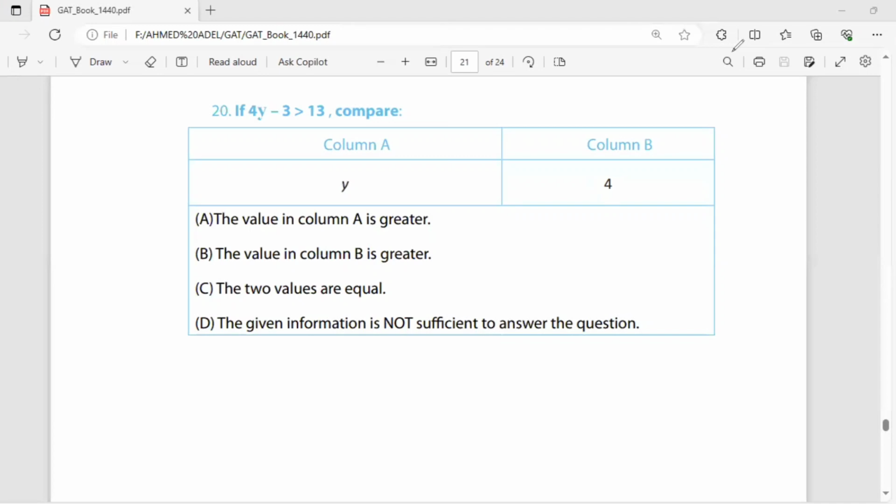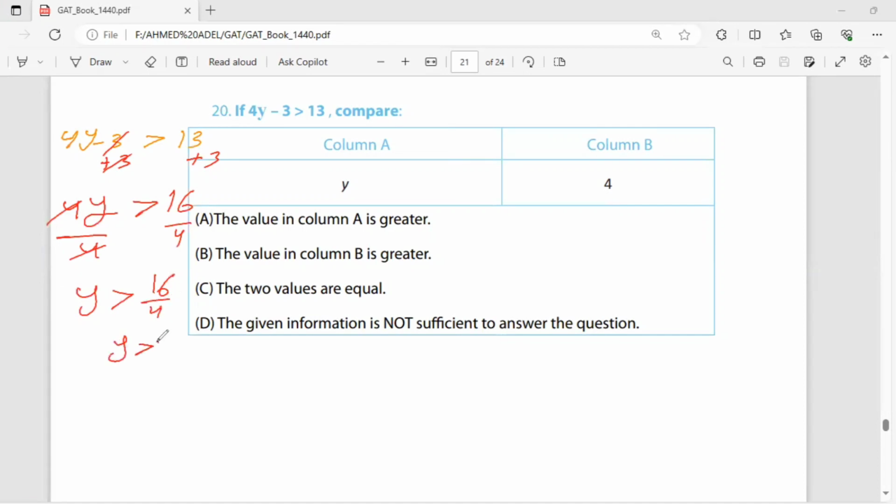Number 20, if 4y minus 3 is greater than 13, compare between y and 4. How to solve this inequality? 4y minus 3 greater than 13. You have to isolate y, so you have to add 3 to both sides. Okay, so it's going to be 4y greater than 16. Divide both sides by 4. So y greater than 16 over 4 equals 4. So y greater than 4.